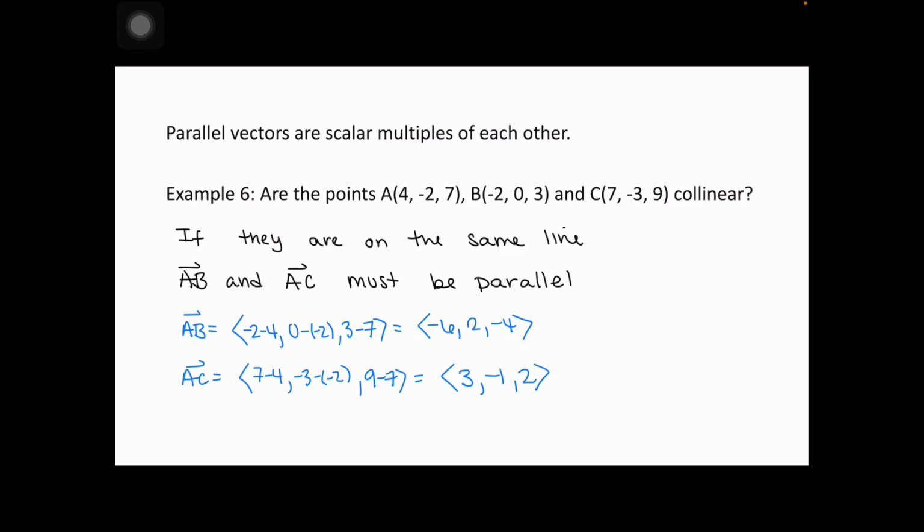And I can see by looking at these two vectors that they are just multiples of each other. If I take vector AC and I multiply it by -2, that does give me vector AB. If I take each of those components in AC and multiply it by -2, I get -6, 2, -4, which is vector AB. So because these vectors are scalar multiples of each other, they're parallel, and therefore these points are collinear. They all lie on the same line.